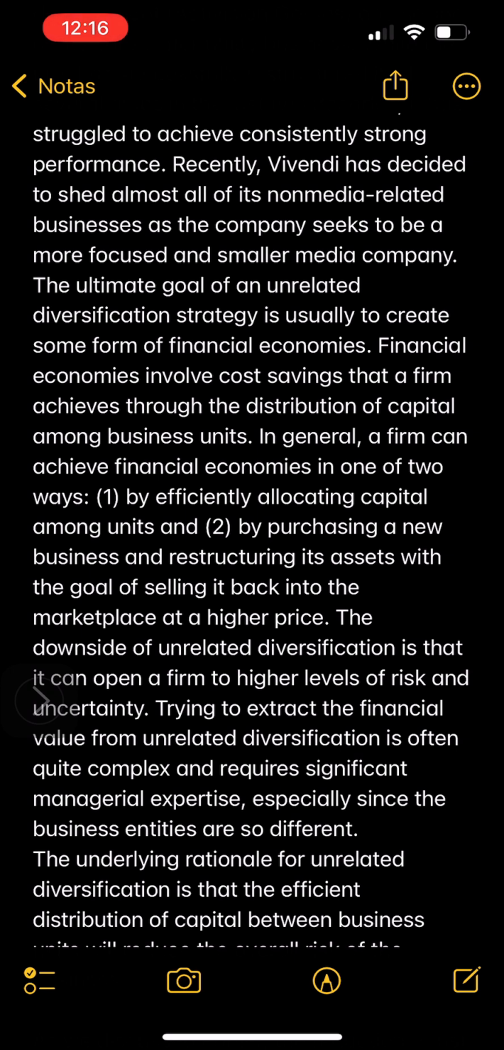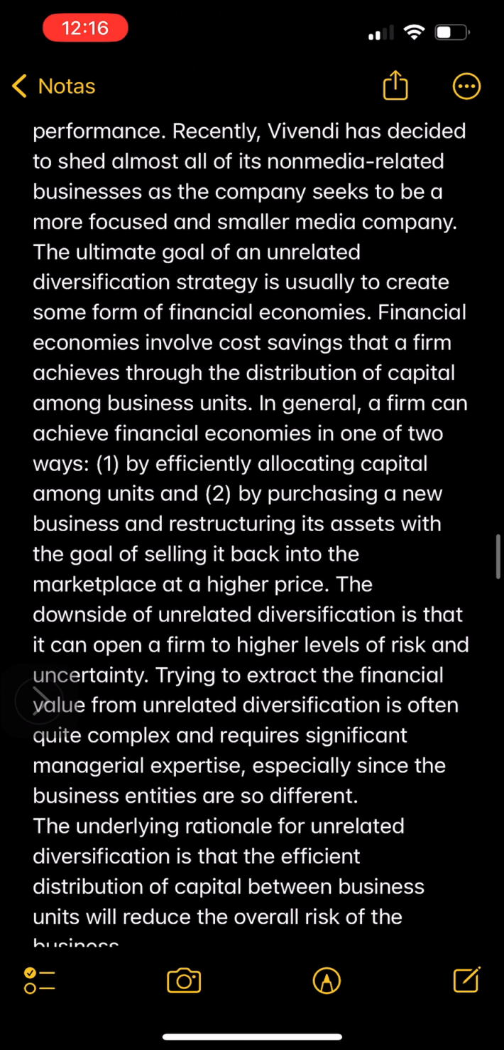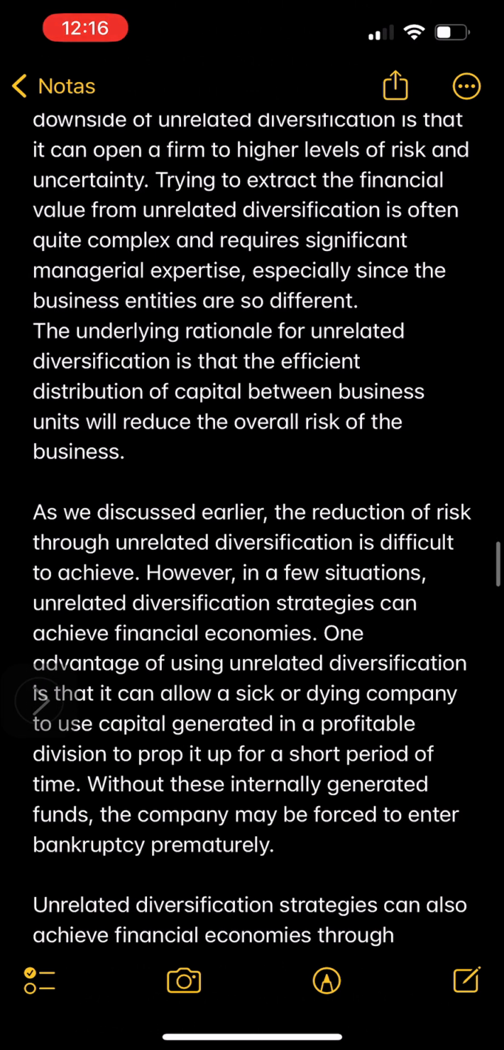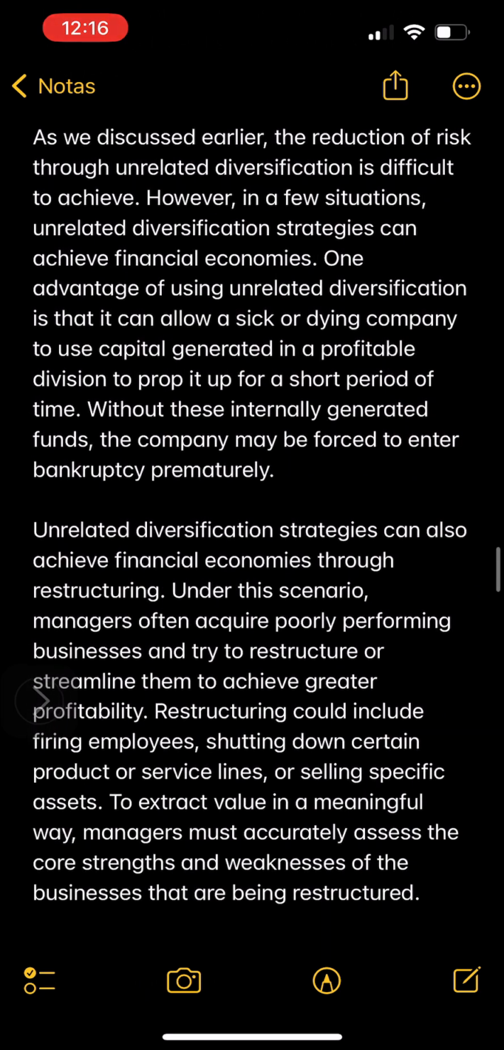The underlying rationale for unrelated diversification is that the efficient distribution of capital between business units will reduce the overall risk of the business. As we discussed earlier, the reduction of risk through unrelated diversification is difficult to achieve. However, in a few situations, unrelated diversification strategies can achieve financial economies. One advantage of using unrelated diversification is that it can allow a sick or dying company to use capital generated in a profitable division to prop it up for a short period of time. Without these internally generated funds, the company may be forced to enter bankruptcy prematurely.